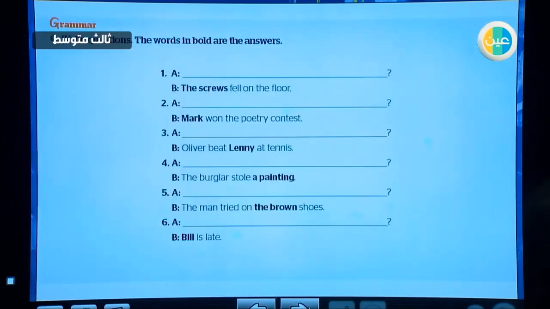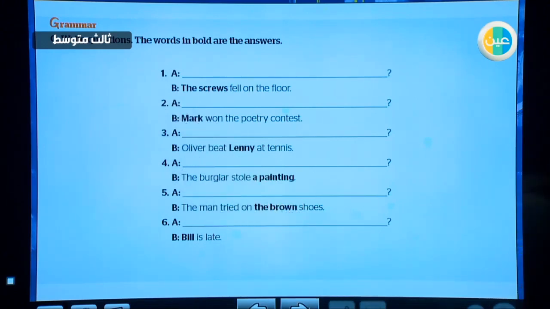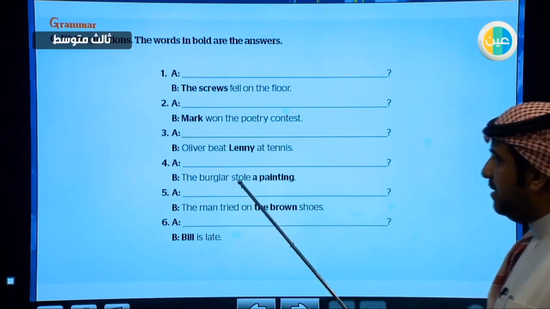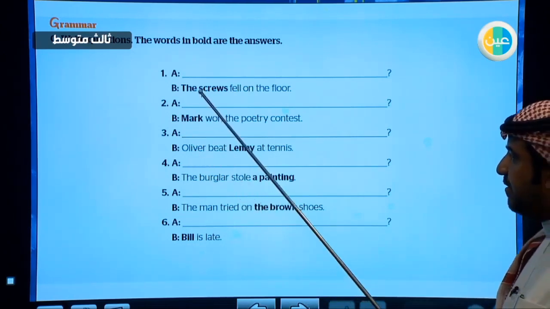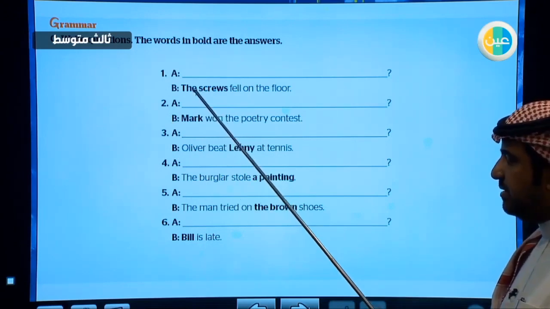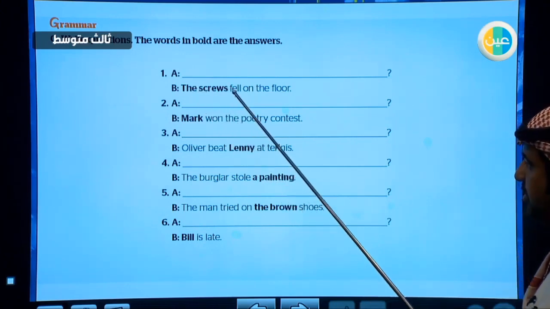Now let's go to exercise C. Write questions. The words in bold are the answers. Here we are going to form questions asking about either the subject or the object of the sentence that is in the answer. First, if we are asking about the subject, not many changes should be made to the sentence. Of course, you know that the subject comes first in the sentence. So we just choose the suitable WH word, the question word.